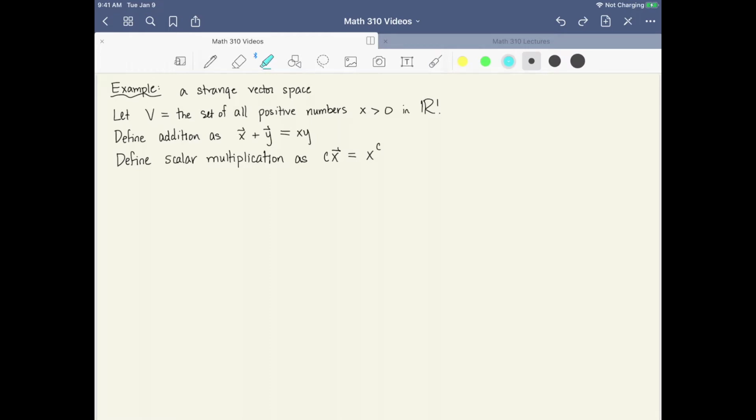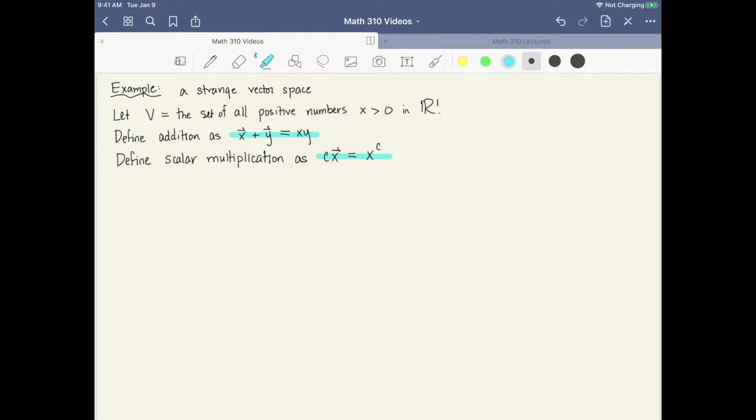When we take two vectors and add them together, how we're defining this is we're going to multiply together the two numbers x and y. So in the notation I've written here, we're thinking of a positive number simultaneously as a vector and also as a number. If you add together two vectors, and that means multiplying the positive numbers, you're going to get another positive number. And so that will still be in the set V. For scalar multiplication, we will exponentiate. So if we take a scalar c times a vector x, that's going to be defined to be the number x to the cth power, which will also be a positive number, and therefore a vector in this space.